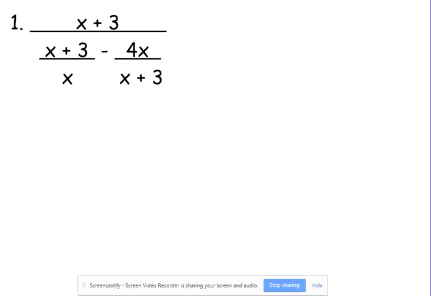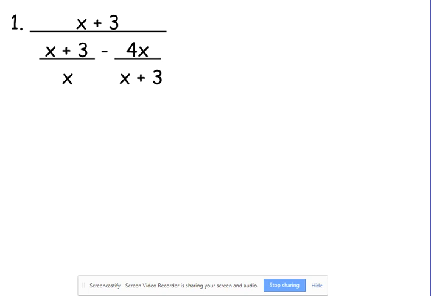And before y'all ask, no, we cannot cancel x plus 3. Because there's a minus sign. Sorry, you're trying to be smart over here. I just wanted to see my reaction.